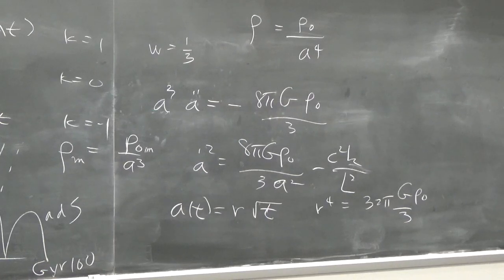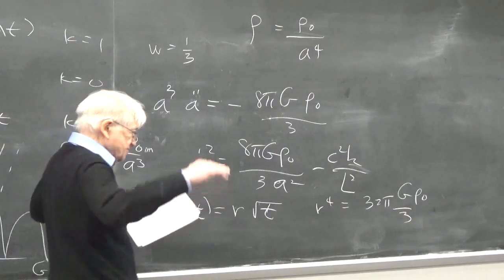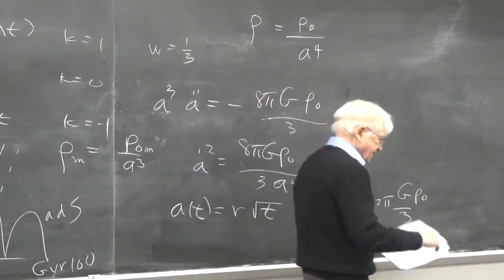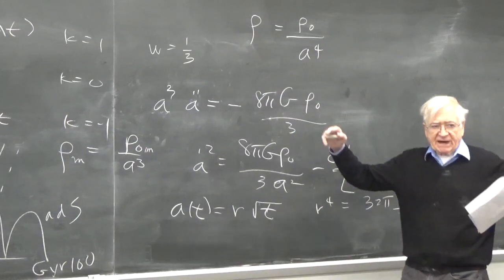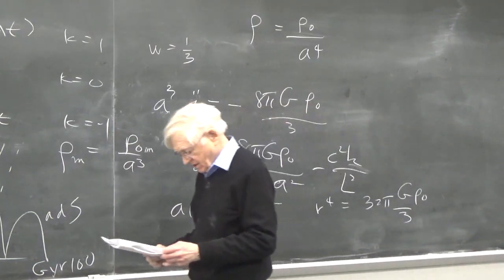So that, and I'm going to skip the k equals 1, k equals minus 1 solution. They're written there in the book, but I don't think it's important. What is interesting is that if k is equal to 1, then the universe reaches a maximum size and then collapses. Even though it's nothing but radiation, it reaches a maximum size and then collapses.